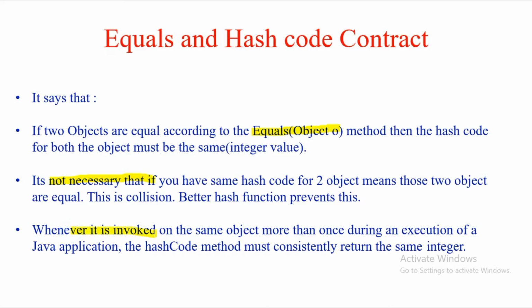Now third, whenever hashCode is invoked on the same object more than once during the execution of a Java application, the hashCode method must consistently return the same integer. This is something called consistency. So if an object returns an integer like 1 from the hashCode function, then on subsequent executions of the same method, the same integer must be returned. So this was the hashCode contract.